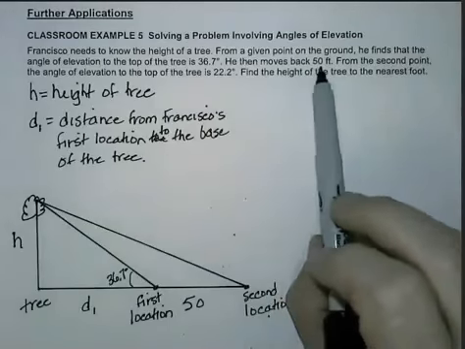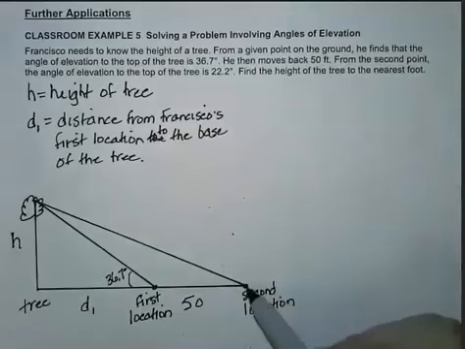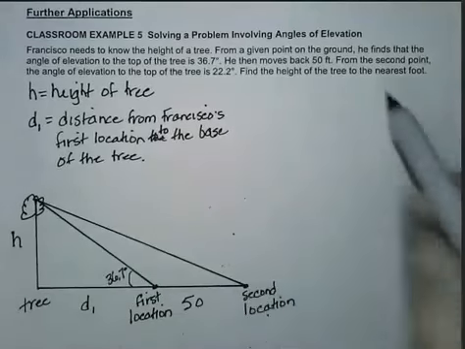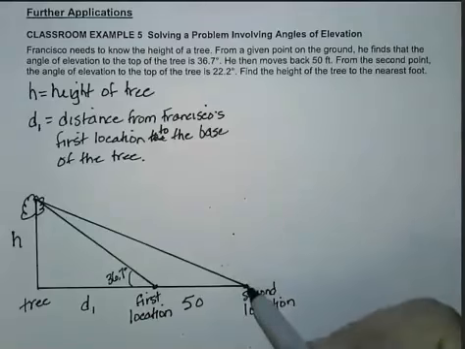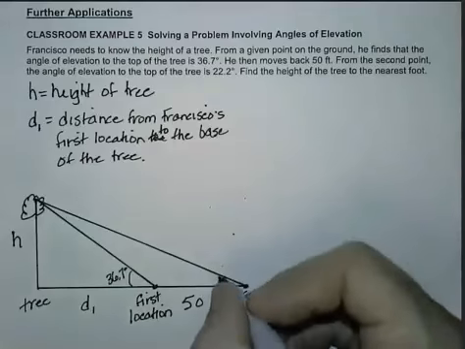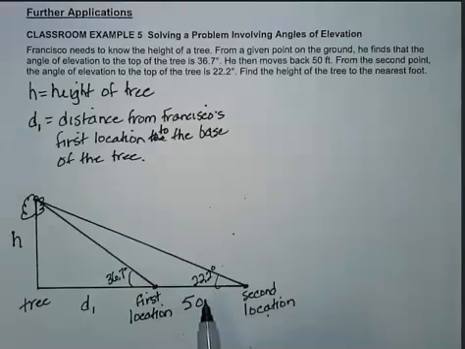Then what happens is he moves back 50 feet. So this is his second location. And from that point, the angle of elevation to the top of the tree is 22.2 degrees. So we've got a different angle here. Now what we want to do with this is find the height of the tree.